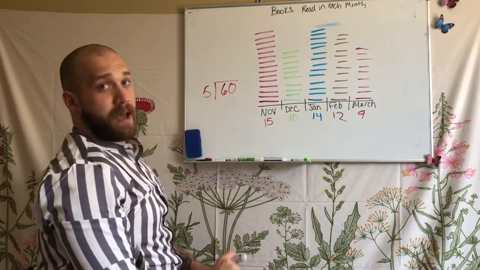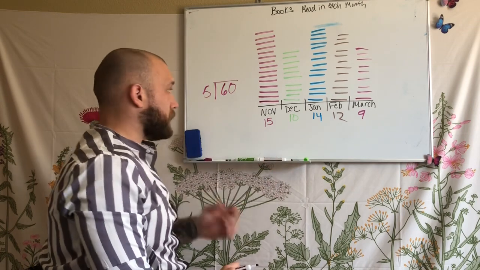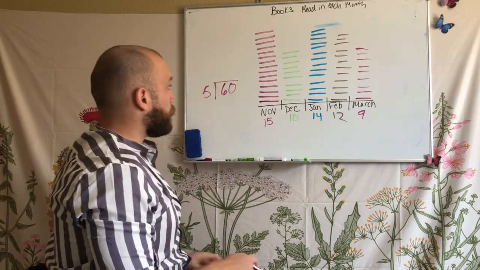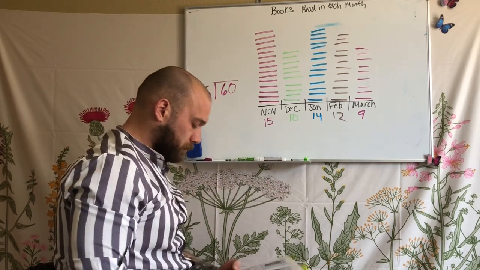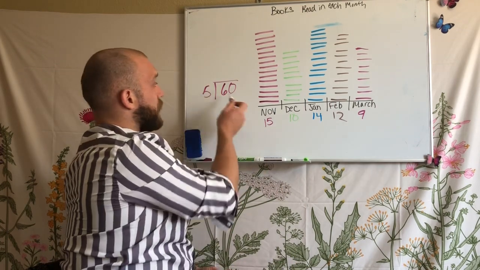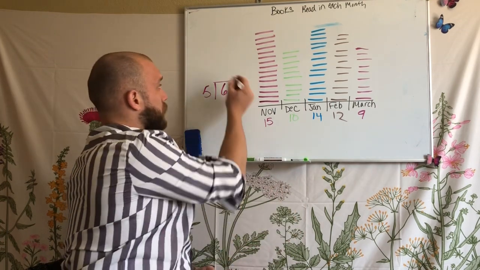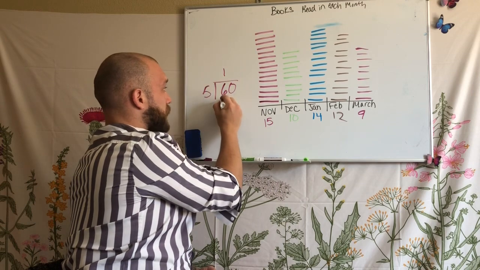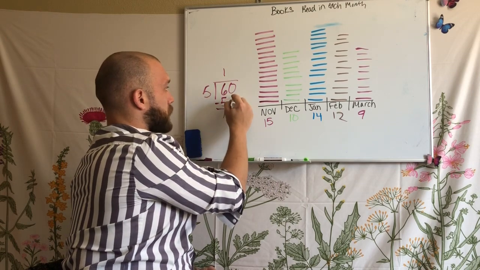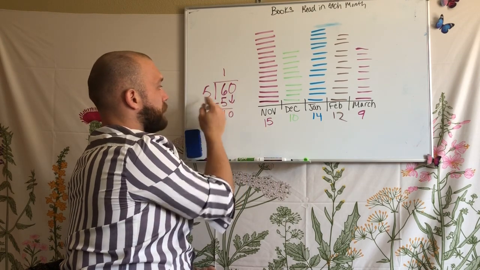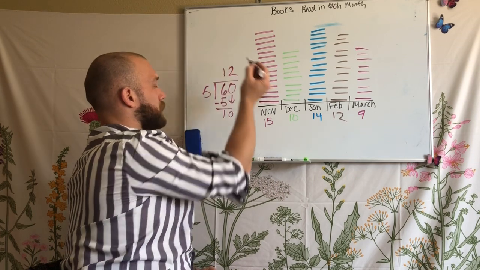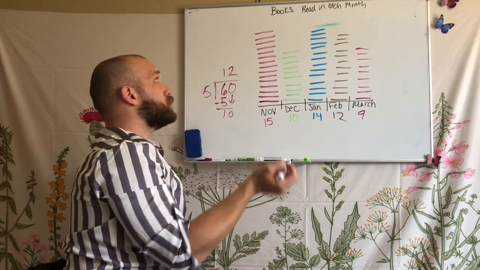If this is going too fast, rewind it, rewatch it until you're getting it. So, 5 divided by 60. 5 can go into 6 one time, because 1 times 5 is 5. Minus that, 1, bring down the 0. 10, 5 goes into 10, 2 times. What's my answer? 12 books.